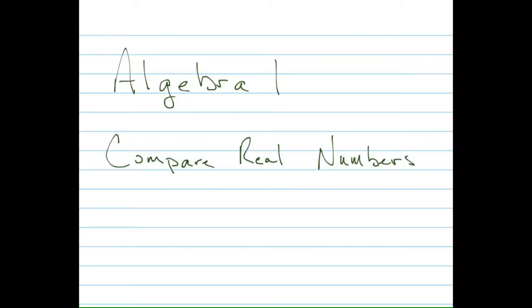So we're comparing real numbers. We need to define what real numbers are. Okay. Real numbers differ from complex numbers, or sometimes they're called imaginary numbers. And imaginary numbers actually have a real definition. They're not just like 11 or something like that.